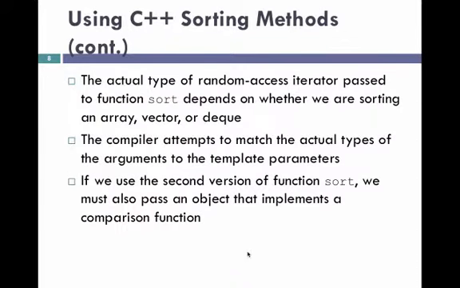Now, the actual type of random access iterator passed to the sort function depends on whether we're sorting an array, a vector, or a deck. The compiler attempts to match the actual types of the arguments to the template parameters, and if we use the second version of the function sort, you can pass in this comparison function.